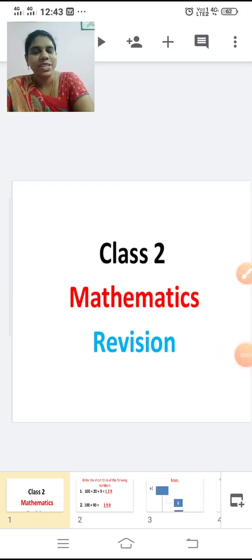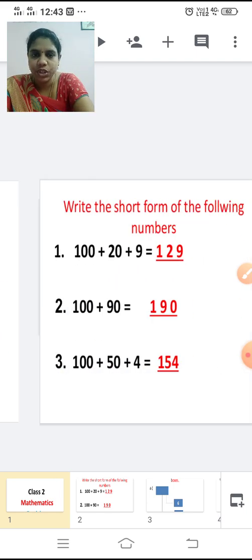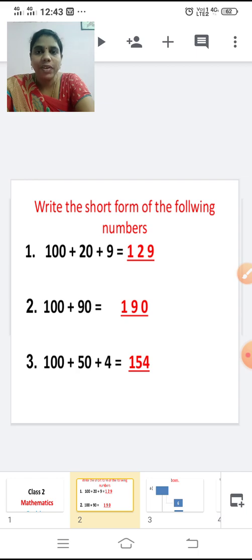Last class we saw in chapter number 1 till expanded form, right? So you all know what is expanded form, right? And today we are going to see the revision of chapter 1. Now write the short form of the following numbers. The number has been given in expanded form and this you are going to write in the short form.